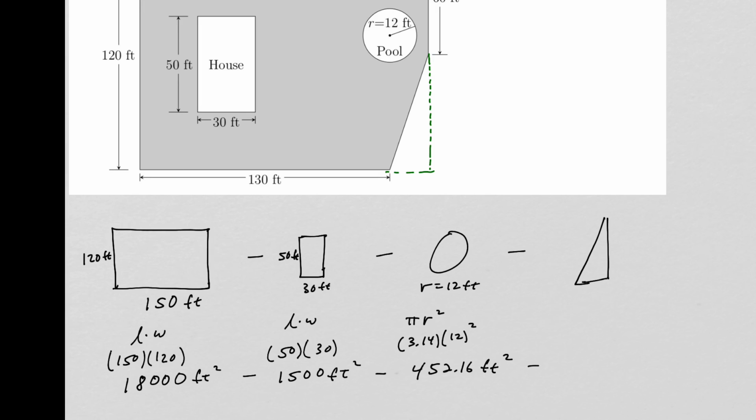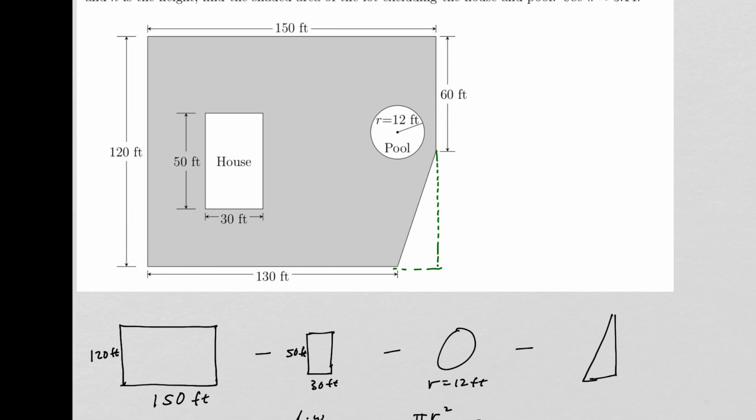Minus, and then finally, what do I have left? I just have that triangle. So let's go back to the figure and figure out the dimensions of that triangle. Well, let's see. If this whole length is 120, that whole side, and from here to here is 60, this must be just 60, right? That's what's left over. So this is 60 feet. And then if this entire length is 150 and this is 130, then we know this has to be 20, because 130 plus 20 would give us the entire 150. So I can say 150 minus 130 is 20. So this is 20 feet.